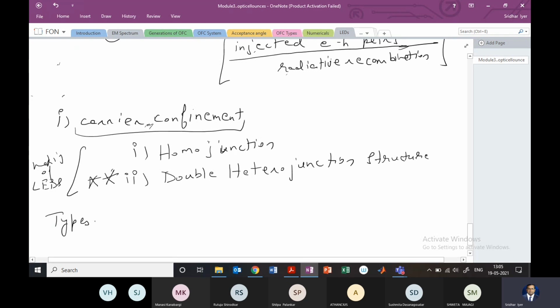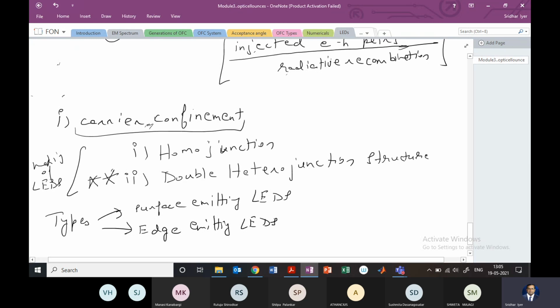Then we'll discuss very quickly the types of LEDs. Here we'll talk about what is known as surface emitting LEDs, and the other one is edge emitting LEDs. Exam wise also, this has been a consistent question: explain the types of LEDs. It comes for about 6 to 8 marks. So we'll discuss those two also.